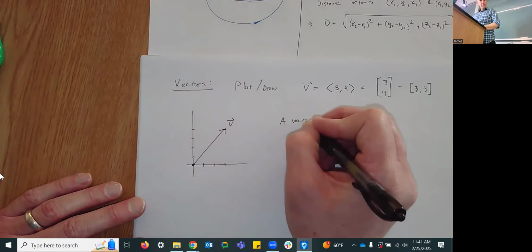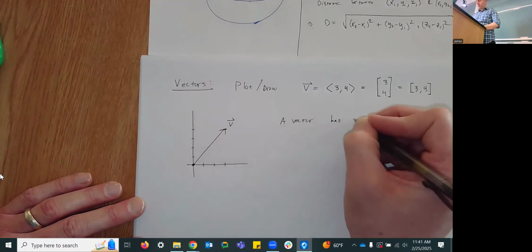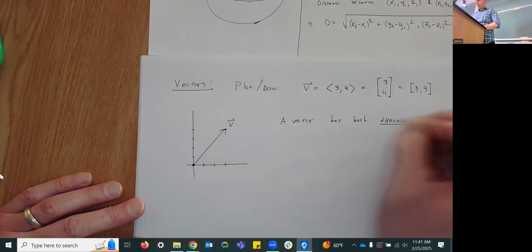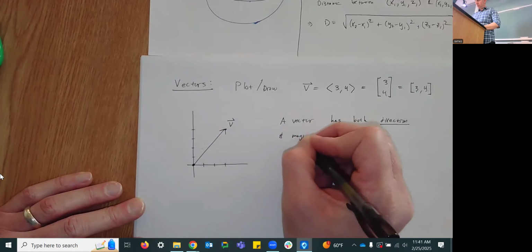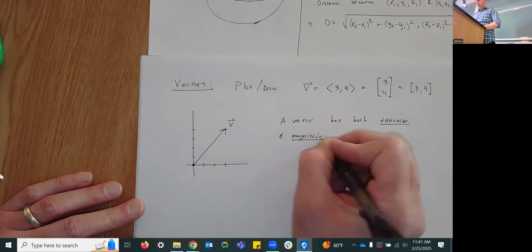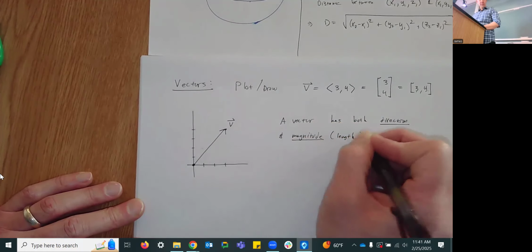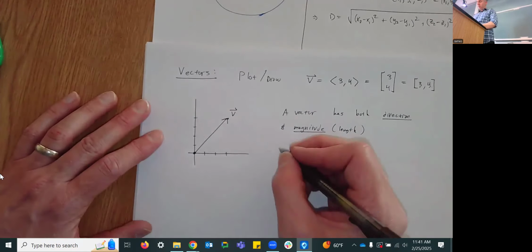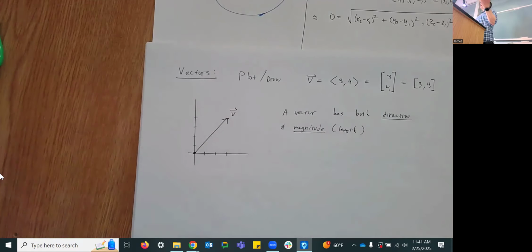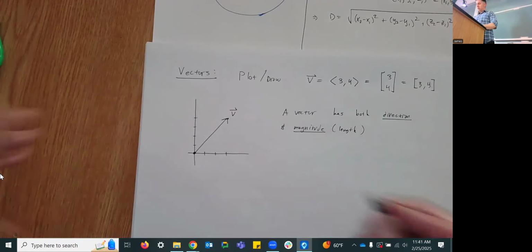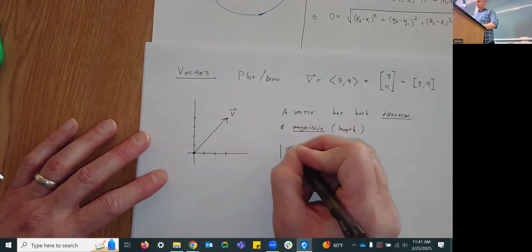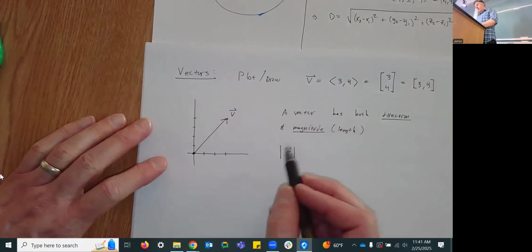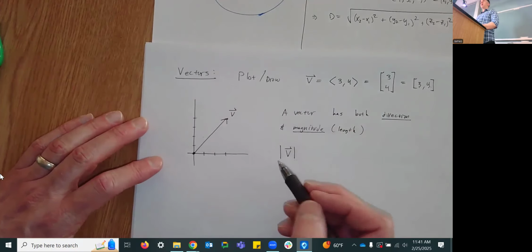A vector has both direction and magnitude. Magnitude is just a fancy word for length. The way you write the magnitude of the vector is with what you would imagine is an absolute value symbol. Although when you see the absolute value of a vector, you shouldn't say it's an absolute value. You should say it's the magnitude of the vector. So this symbol around the vector means the length of the vector.